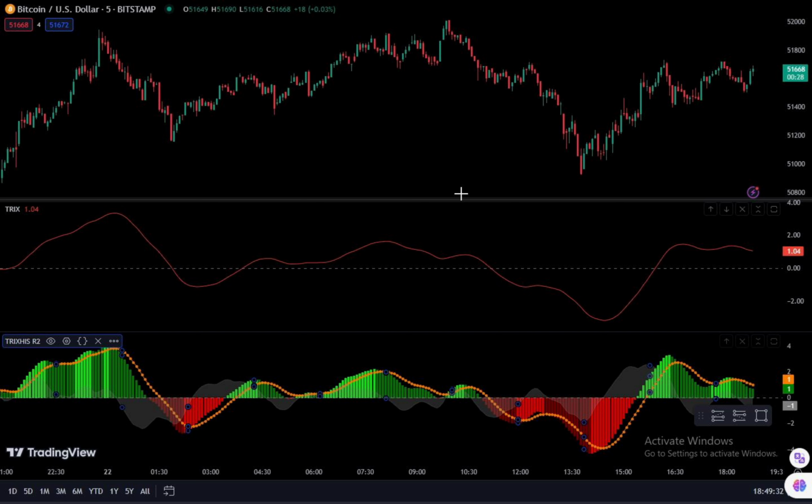For instance, during a green histogram phase, focus on buy signals as they indicate an uptrend, and vice versa for a red histogram phase. Combining Trix signals with price action analysis or other trend indicators can provide a clearer picture of the market's longer-term trend.